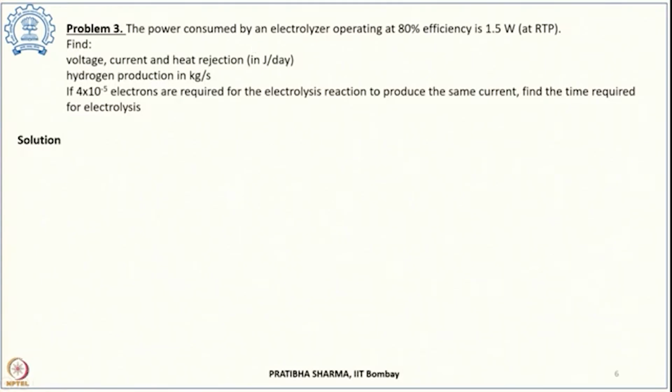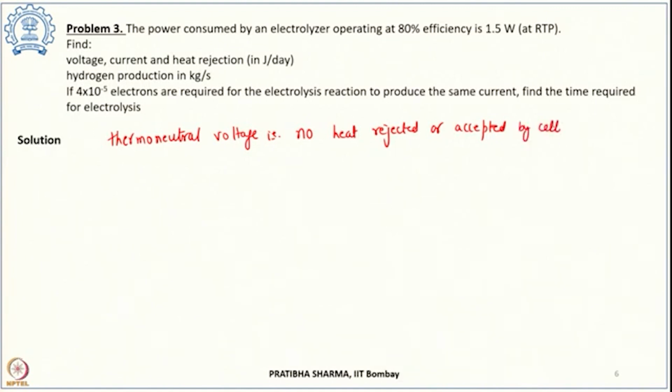Now let us consider the thermoneutral voltage. We have studied during the course that this is the state where there is no heat rejection or acceptance. So in this condition, when it is the thermoneutral voltage, there is no heat rejected or accepted by the electrolytic cell when it operates at this voltage.